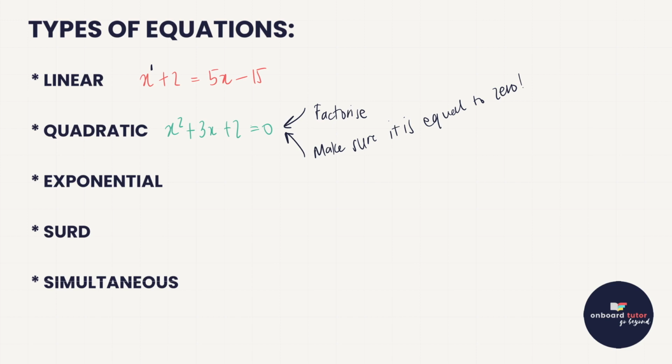Next up, exponential equations. That's when your exponent is an unknown, so 2 to the x is equal to 8, for example. There we would get prime bases, and we would then be able to solve an exponential equation. So again, the unknown is in the exponent.